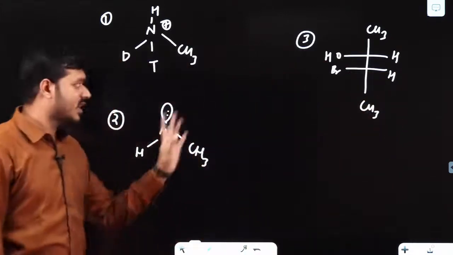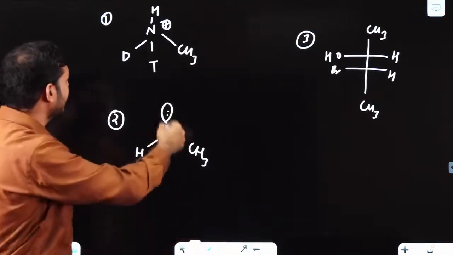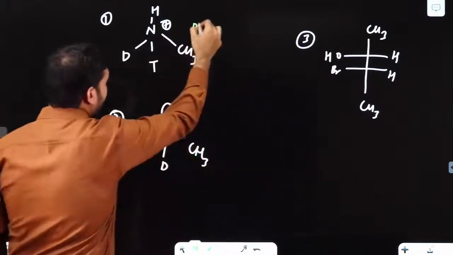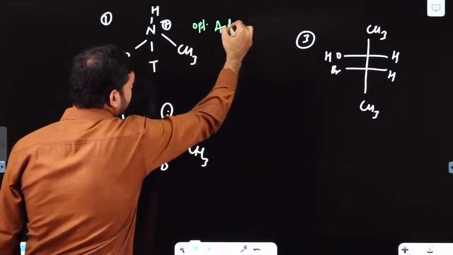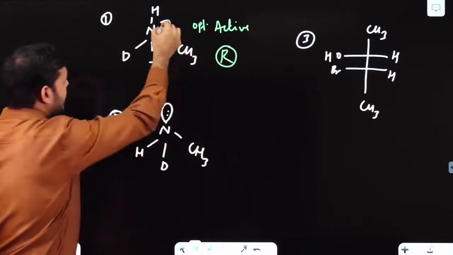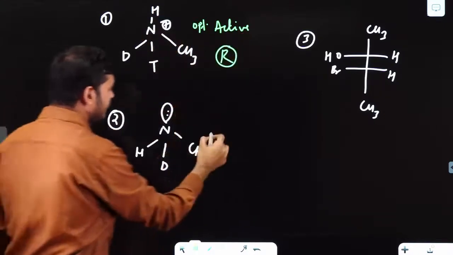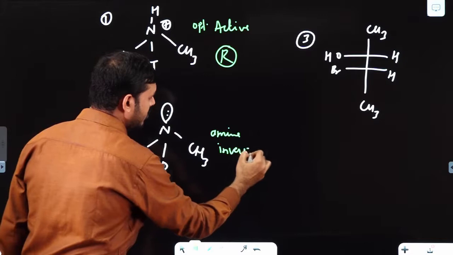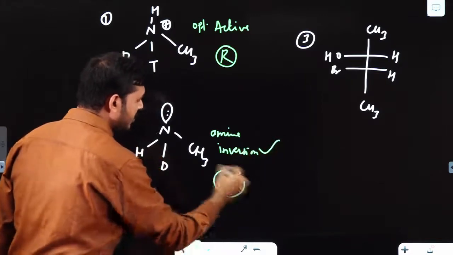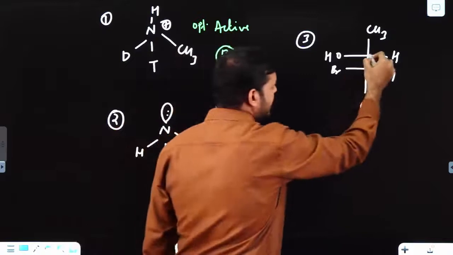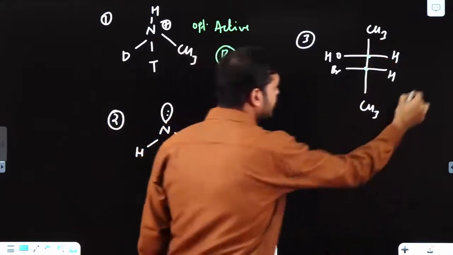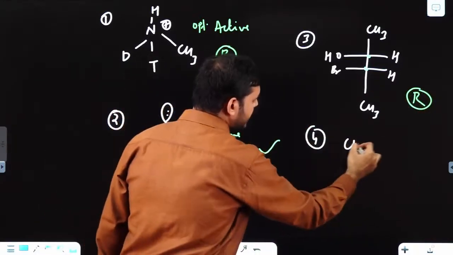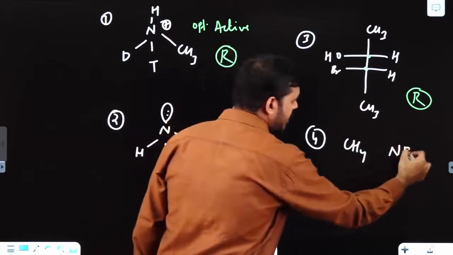Now let's see this one, whether they are resolvable or not. See, here in this question, I can see that this is optically active, okay? It is resolvable. Nitrogen is having H, D, T and CH3. Now this one, here amine inversion occurs, so it is non-resolvable. Okay, now check this one. This is a chiral center, this is a chiral center, two non-identical chiral centers, so it is also resolvable. Okay, now simply if I ask what about CH4, it will be non-resolvable.